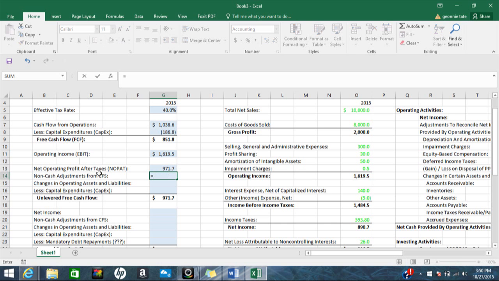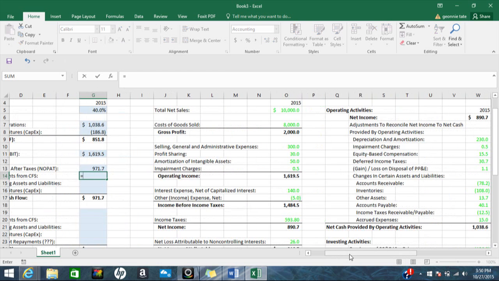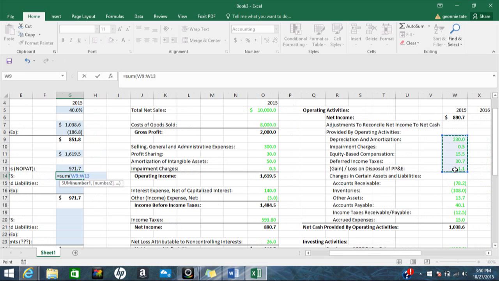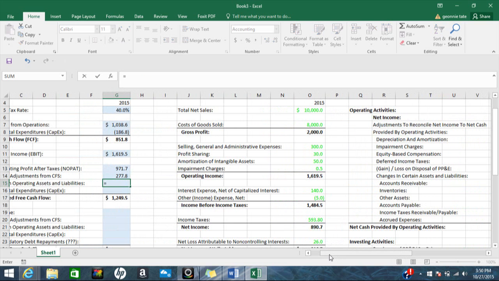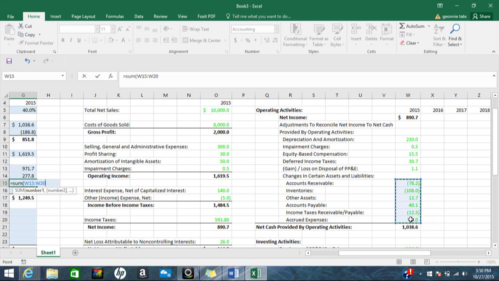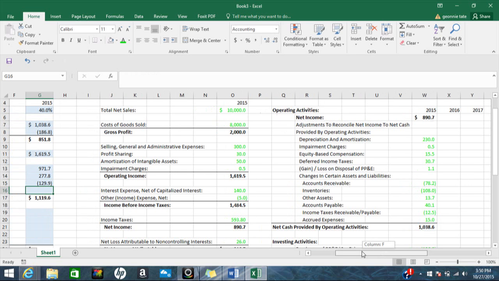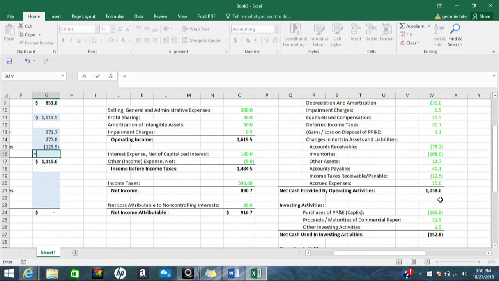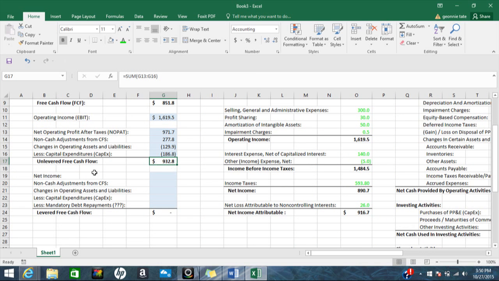Now I need non-cash adjustments from the cash flow statement. That's a summation formula, and I need the sum of all of those. And now I need my changes in operating assets and liabilities, so I need to sum all of those. Okay, and I have one more item. I need the capital expenditures. It's here. And when I sum all of these, I have the unlevered free cash flow: $932.80.